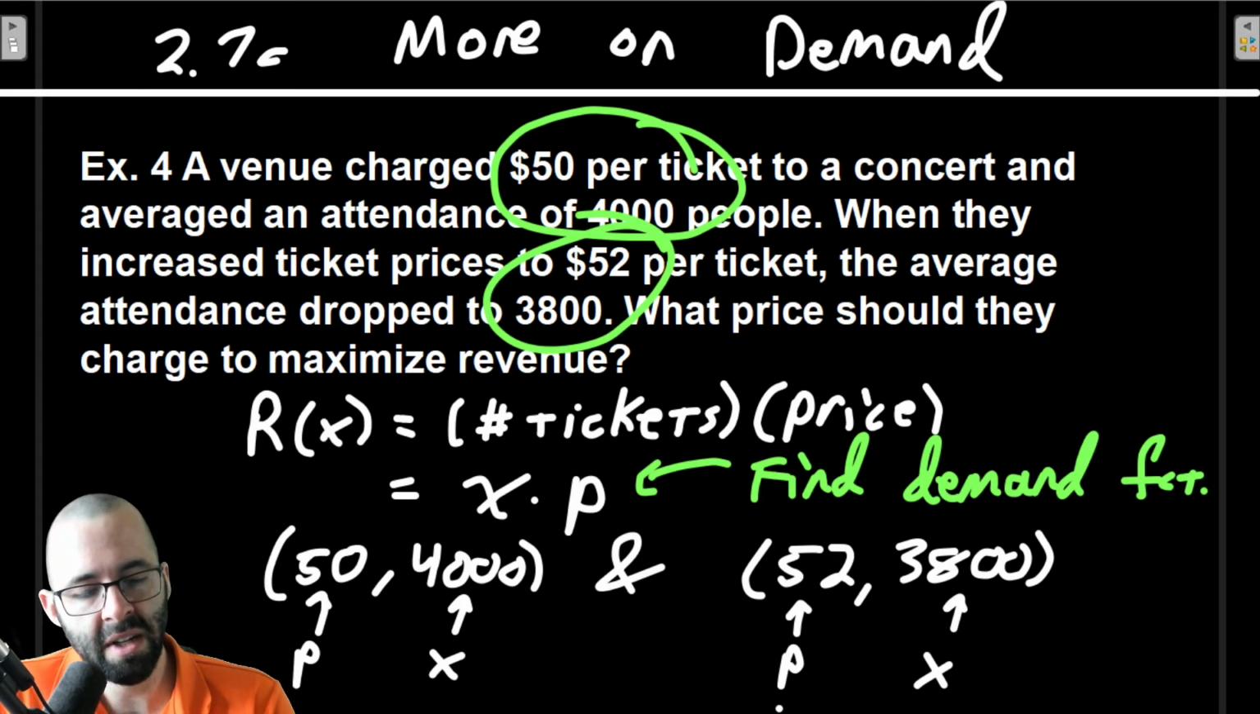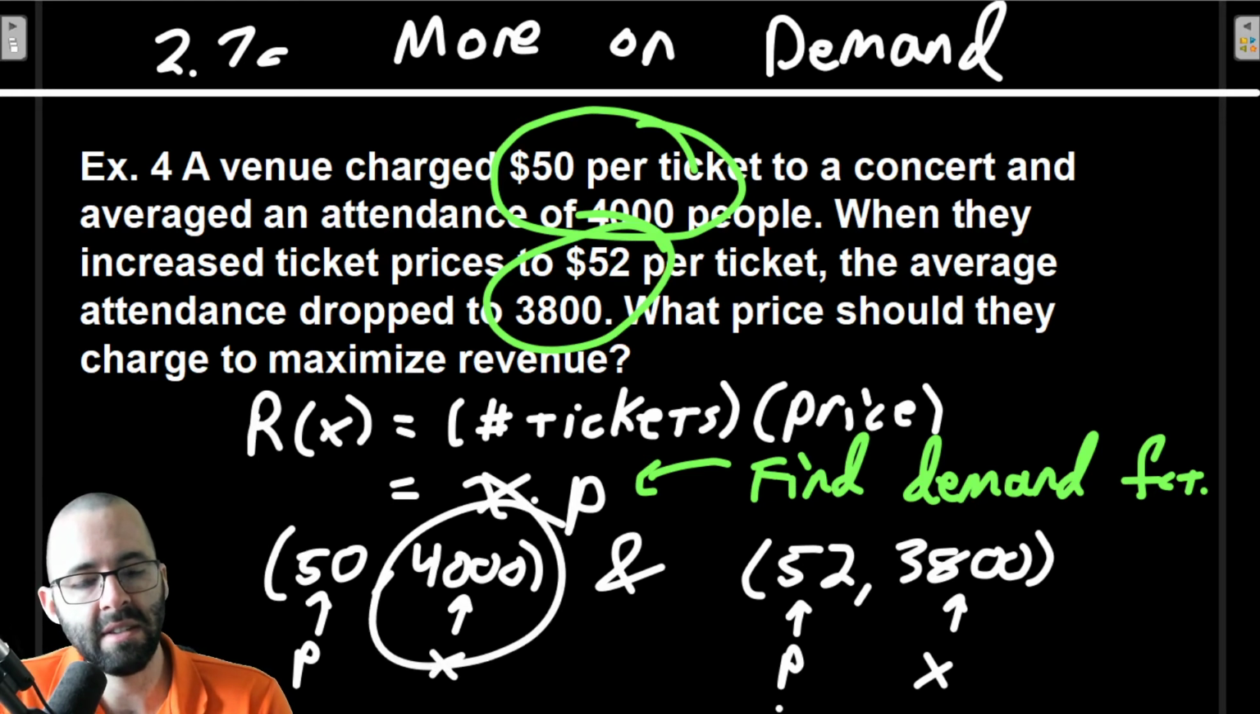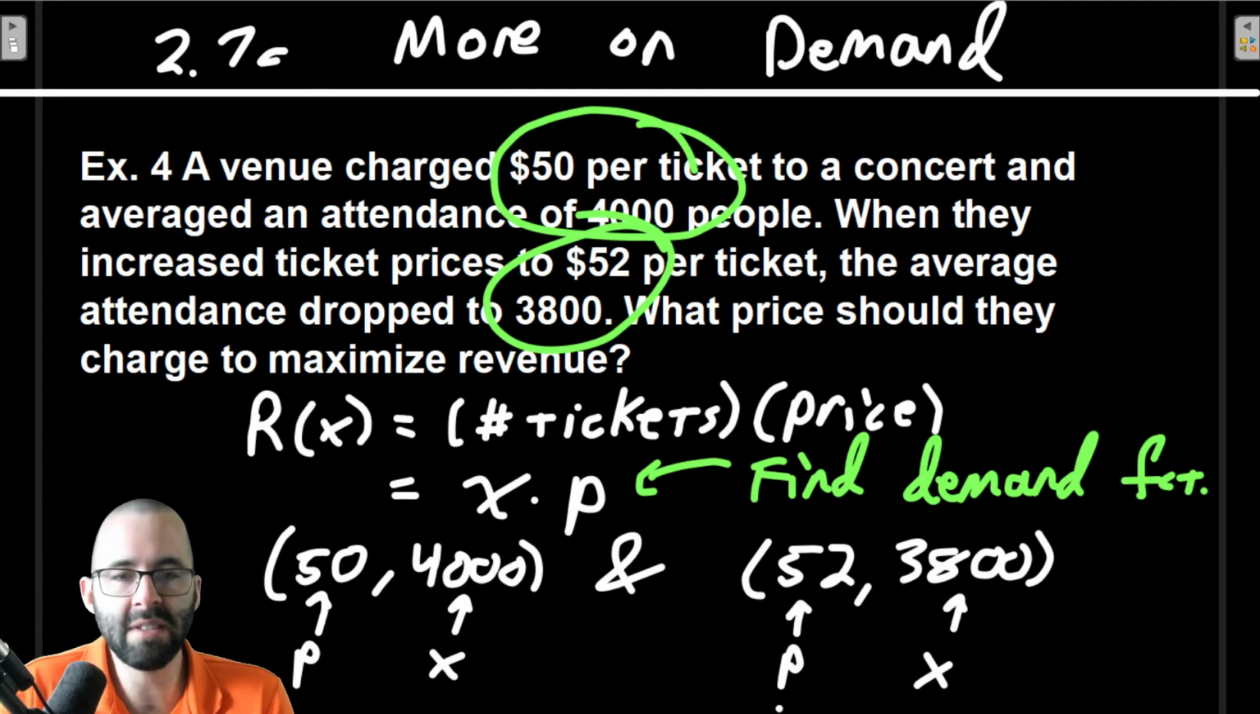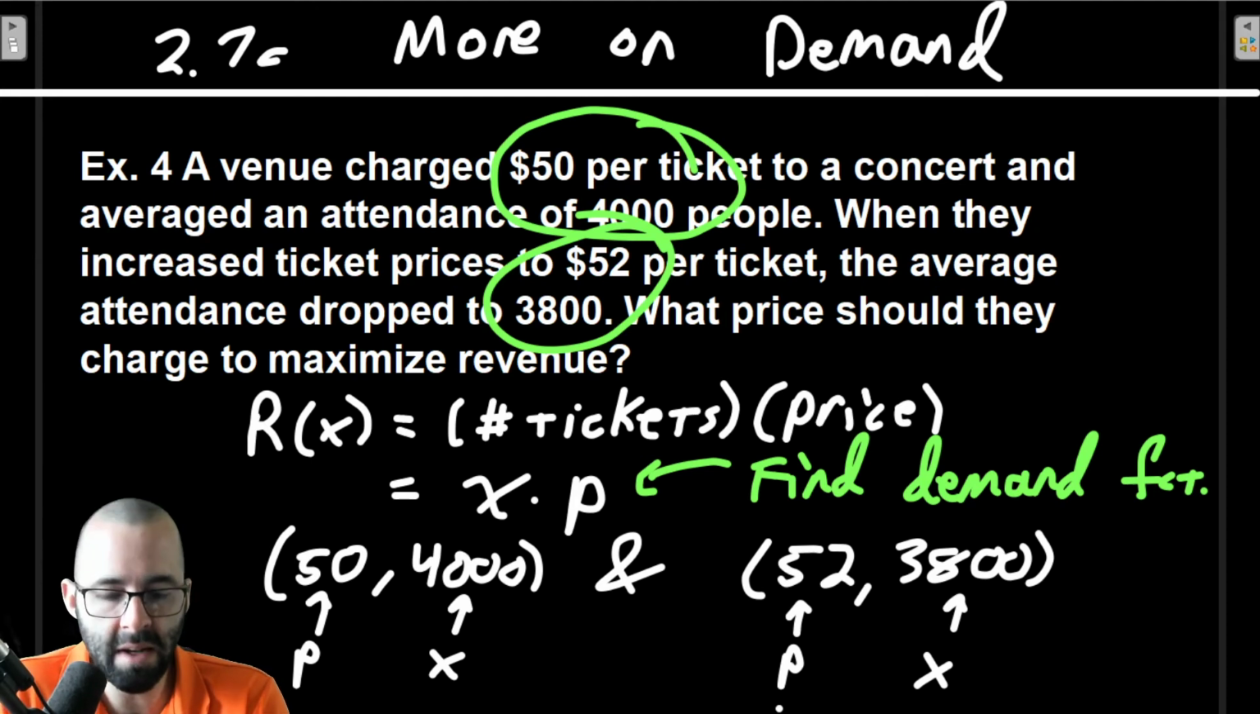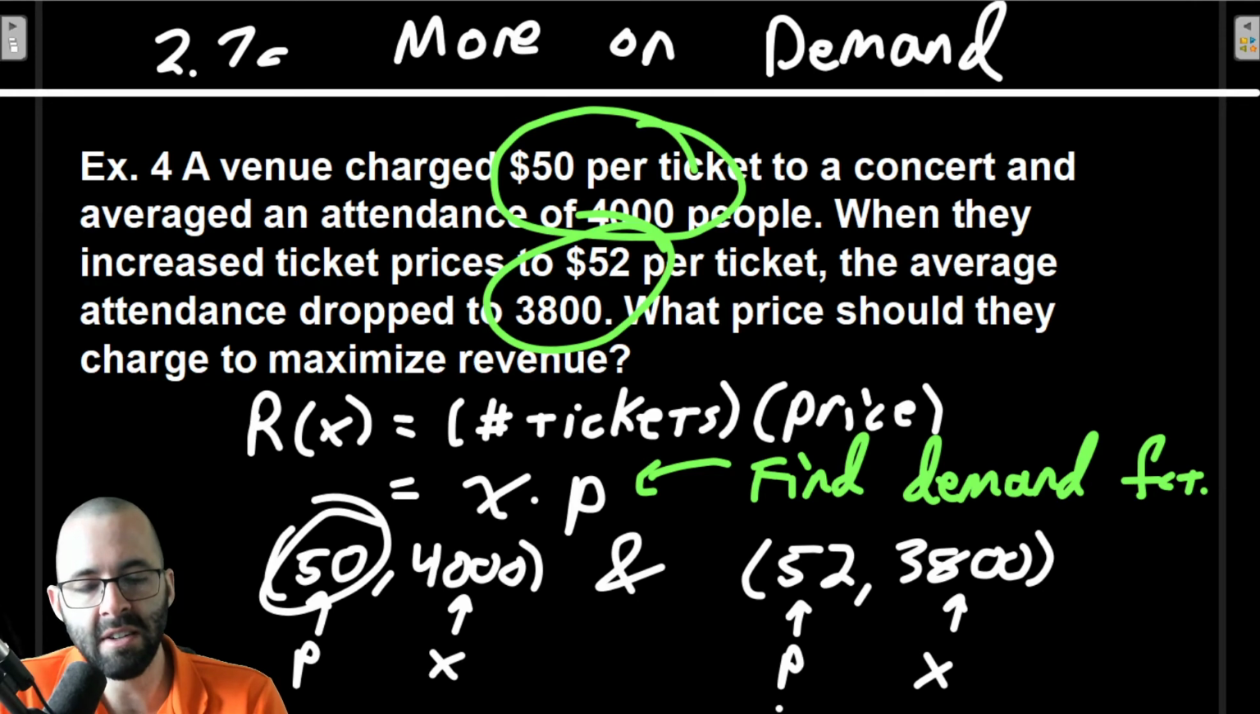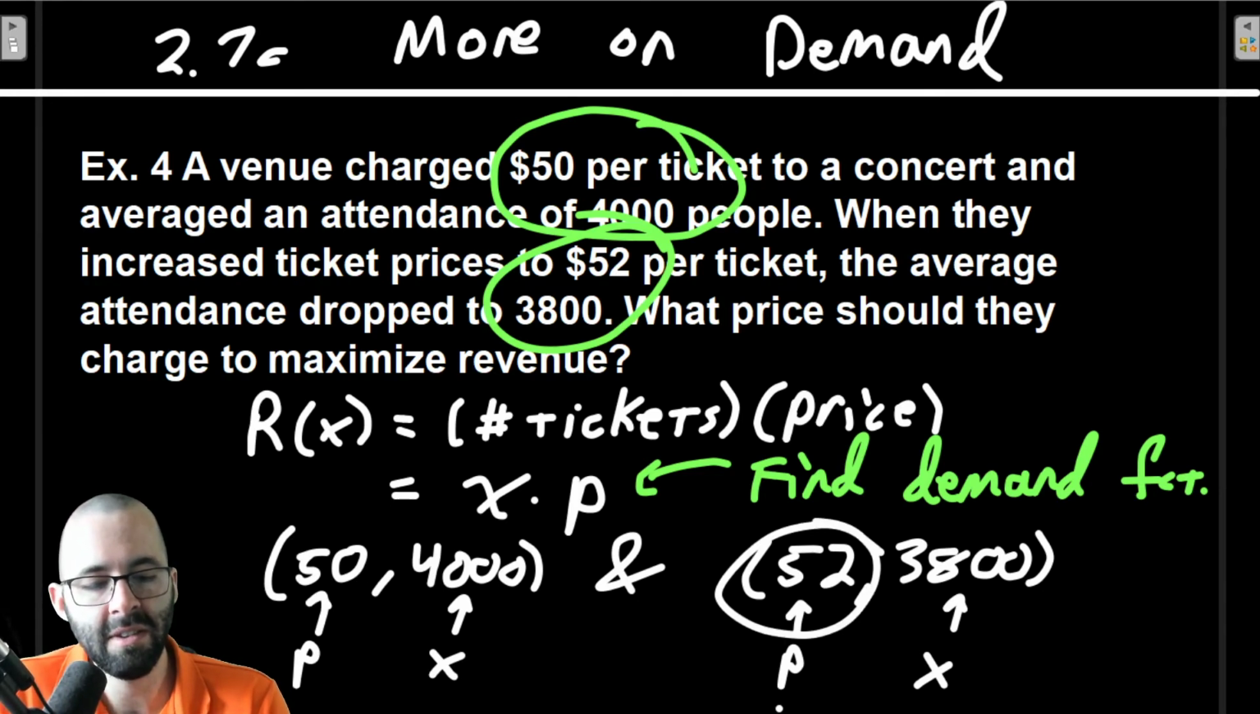Slope being negative means that if I increase P, X is going to decrease. Well, that makes sense. If I increase the price, fewer people are going to buy a ticket. And it should decrease by 100 fewer people for every dollar that I increase. If I increased it to $51, we'd have 3,900. Increased to 52, that's another 100, 3,800. Okay, so this slope makes sense.